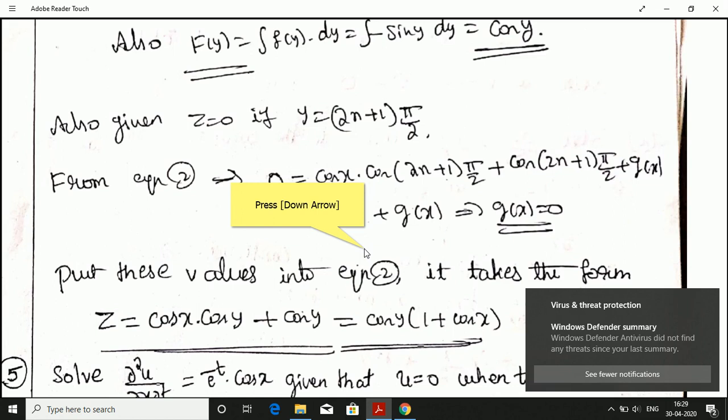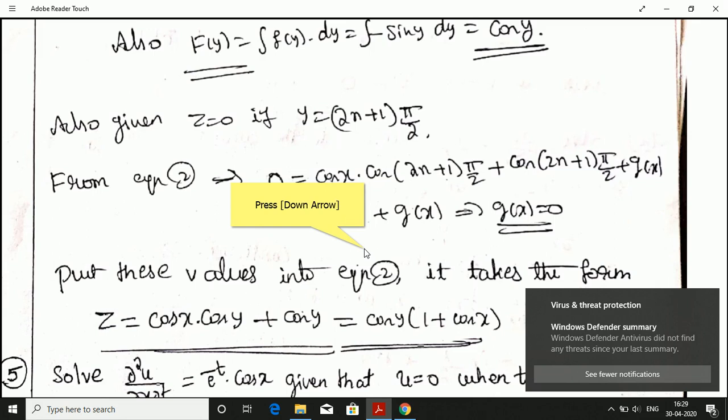Put these values into equation 1. It takes the form z is equal to cos x into cos y plus cos y. Or else, if we want, we can take cos y as common. It gives us 1 plus cos y into 1 plus cos x is the required solution. It is a very simple method.